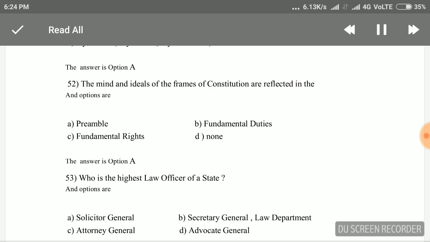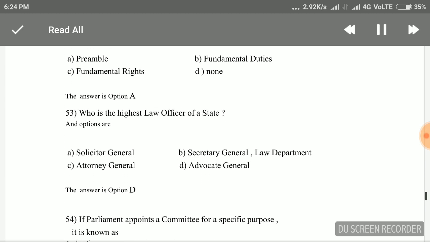53. Who is the highest law officer of a state? And options are A. Solicitor General, B. Secretary General, Law Department, C. Attorney General, D. Advocate General. The answer is option D.